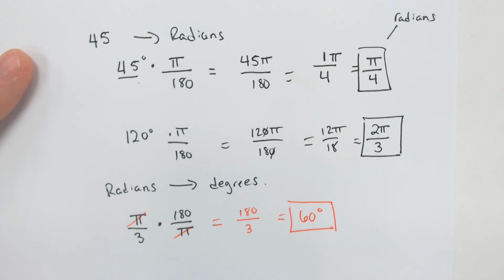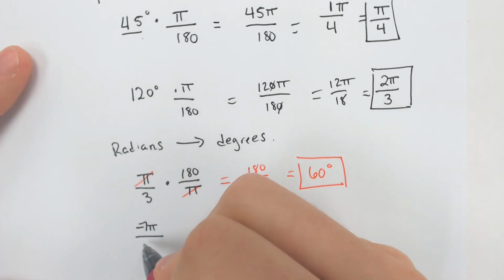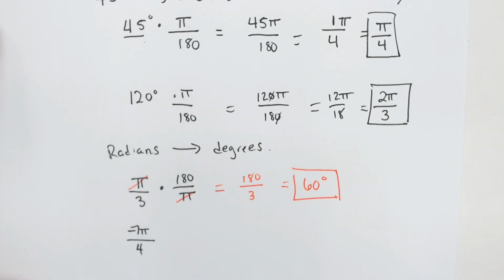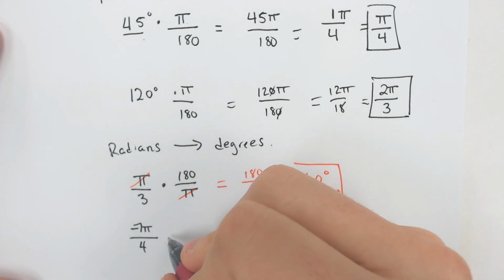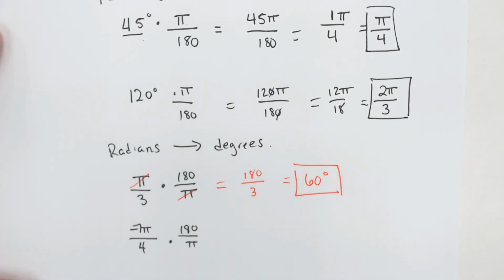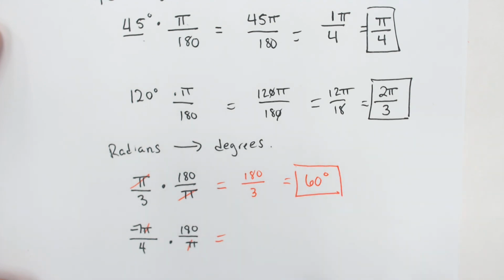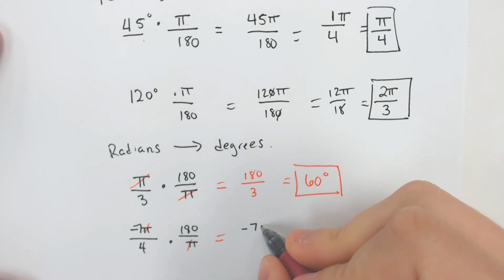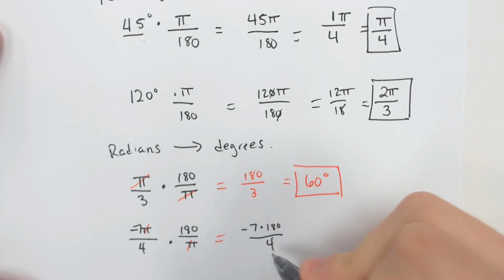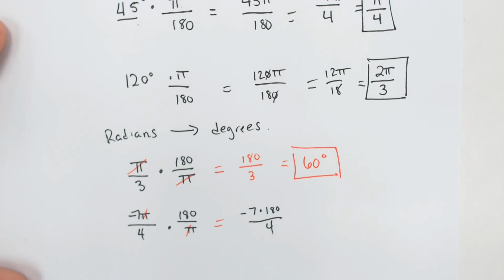One more like that. What if we had, let's say, negative 7 pi over 4? And I wanted to turn that into degrees. Well, all I have to do is multiply by 180 over pi. Pi's would go away. Pi divided by pi, gone. You could multiply 7 times 180. That would be a lot. That's a big number. Instead of multiplying right away, think of this as, yeah, I got to multiply, but then I'm going to have to divide by 4. You can divide by 4 now and save yourself some hassle.